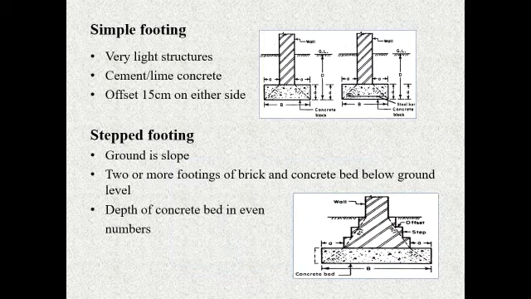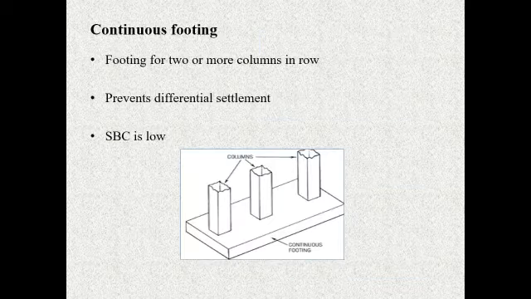And the third one is the simple footing. These types of footings are used for very light structures. These types of footings are made up of cement or lime concrete. And the stepped footing. These types of footings are used in the slope ground. Two or more footings of brick or concrete bed below the ground level. The depth of the concrete bed should be in even numbers.